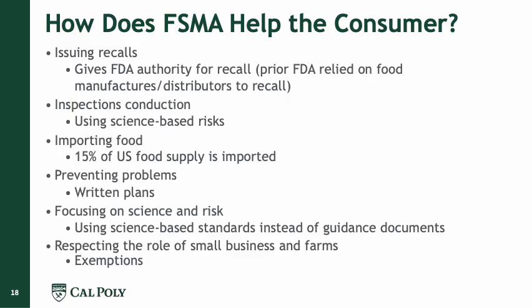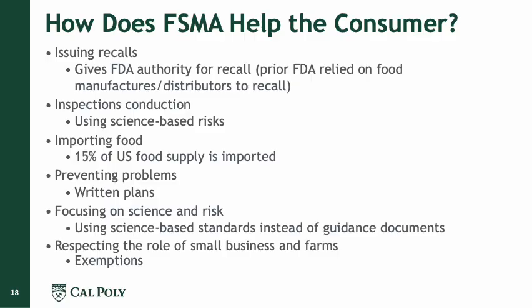So what's the benefit for consumers with systems like FSMA? It gives FDA the authority for recall. Before that, the only authority that was able to do a recall was manufacturers or distributors. And a recall is when you retrieve, when you discard, and when you pull out from the market something that you potentially think has a hazard, mainly a biological hazard. It could be other types of hazard, but most of the time it is microbiologically related.